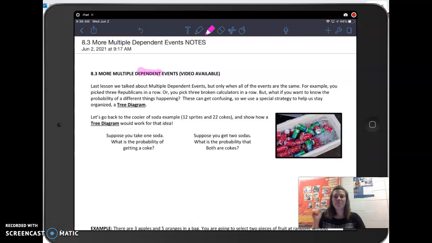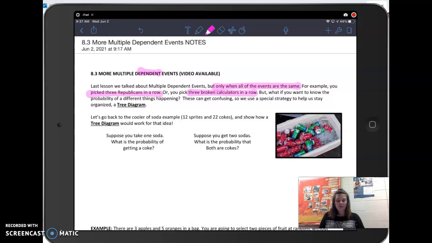Hi, welcome to 8.3. We're going to talk about multiple dependent events again. The only thing that has changed from last lesson is that last lesson we talked about what the probability looks like for dependent events when all the events are exactly the same. So we saw an example of a question where you picked 3 Republicans in a row, or you picked 3 broken calculators in a row. So it's broken, broken, broken. Republican, Republican, Republican. That kind of a thing.